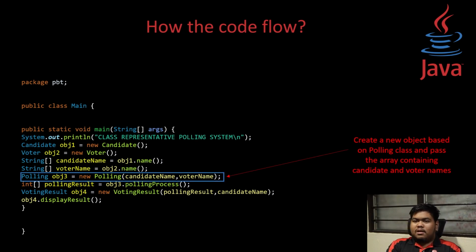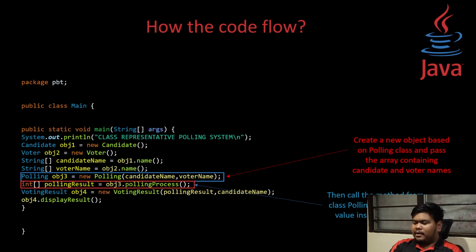Moving on. So here, create a new object based on the polling class and pass the array containing candidate and voter name. Because we already got the array initialized with the data that we have gotten, we can create a new object for polling. Then we have to call the method in the polling class, which is polling process, and store the data inside of a new array, which is polling result.